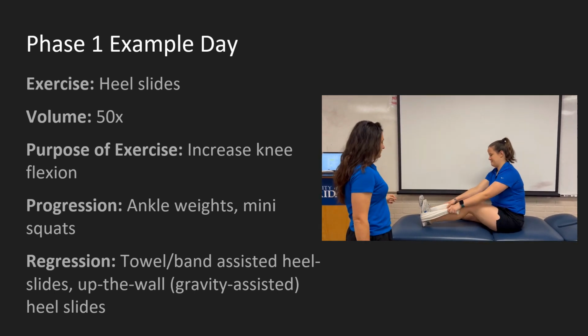So some progression that we can do is adding ankle weights, and again, progressing to those mini squats, a more weight-bearing position. To regress, we can do towel band assisted heel slides like we see in the video, or we can do up the wall to have gravity assist the heel slide as well.